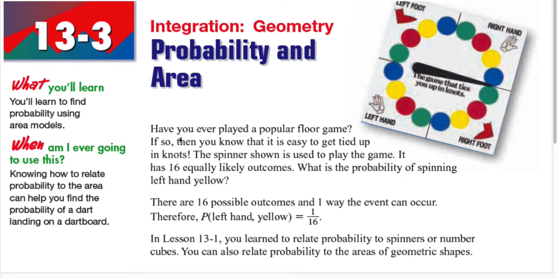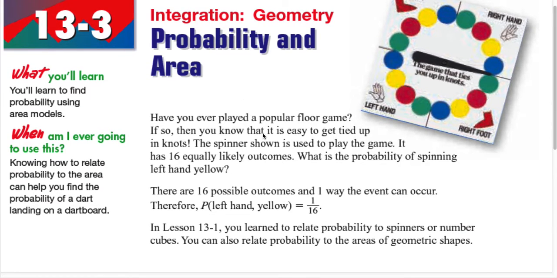You probably know this game. Have you ever played a popular floor game like this one? If so, then you know that it is easy to get tied up in knots. The spinner shown is used to play the game. It has 16 equally likely outcomes. What is the probability of spinning left hand yellow?